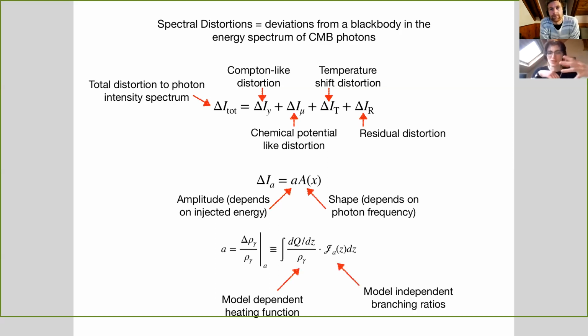But then this amplitude itself can be further broken down into 2 components. So we always express this as deviations with respect to the background photon density. And there's going to be 2 components here. There's going to be a model-dependent heating function, which is going to encode all of the physics of your model, and model-independent branching ratios, which have already been catalogued, and this is where the redshift dependence comes in. So the branching ratios is what tells you if you have more y-like distortions, more chemical potential-like distortions, more temperature shift distortions. And this has already been pre-computed, and you don't need to recompute this for your model.